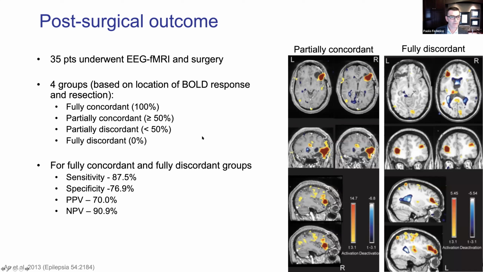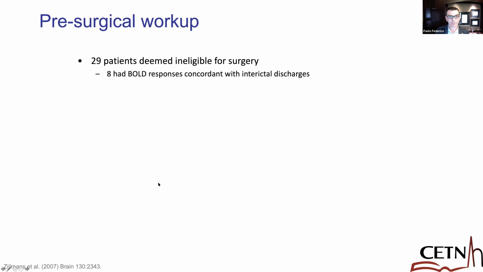So they then took the fully concordant group, in which the entire BOLD response was included in the resection, and the fully discordant group, and evaluated the ability of these two groups to predict post-surgical outcome, either good outcome or poor outcome. And they found that scalp EEG-fMRI in these two groups can predict post-surgical outcome with a sensitivity of 87.5%, specificity of 76.5%, as well as a positive and negative predictive value of 70 and 91%. So again, scalp EEG-fMRI can very nicely predict post-surgical outcome.